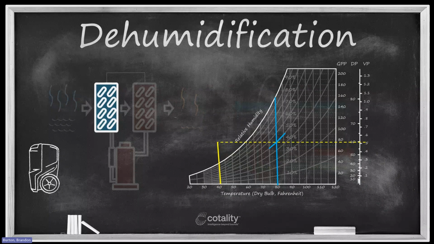Now, there are limitations with this. There are lots and lots of limitations with a refrigerant dehumidifier. First of all, in order to get good dehumidification here, look at what I'm doing to the air. I'm cooling it to 40 degrees Fahrenheit.